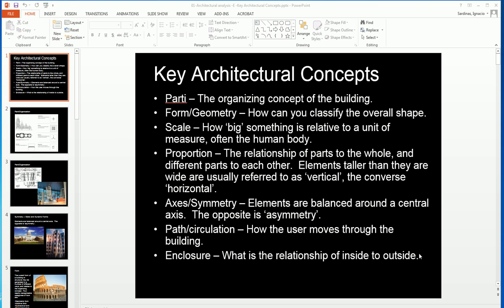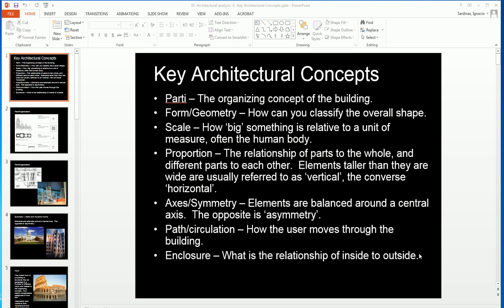There's a variety of different things that you have to think about that will create a frame of reference, a framework for you to analyze the buildings that you're looking at. One of those things is partie, and partie is a French word. What it means is an organizing idea for the building. It's the big idea for the building.